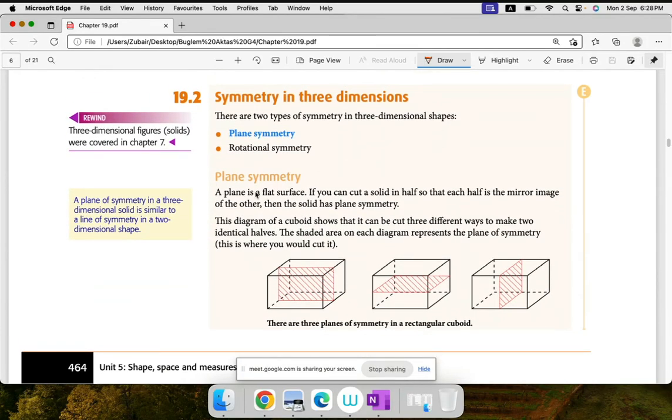Symmetry in three dimensions. So far, we've done almost all the questions, nothing for the revision, and this is an easy topic. Are you getting it? Yes. Planes of symmetry. Whatever we were doing with the line, now we are dealing with 3D objects. So we'll use the word plane of symmetry, not line. As you can see, three of these slices are already drawn. There are different slices as well. We can do that.